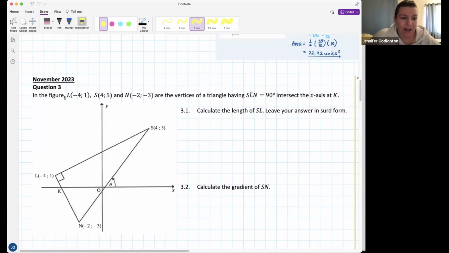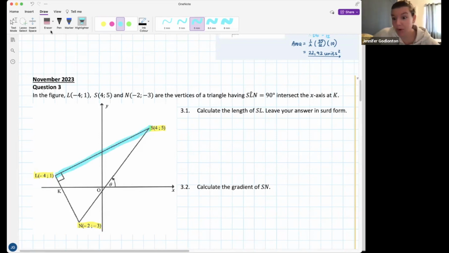In the figure, we've got L, which is (-4; 1). So we know we've got this vertex over here. We've got S, which is (4; 5). And then we've got N, which is (-2; -3). They are all vertices of this triangle. And they're also telling us that angle SLN is 90 degrees. Okay, so that's helpful for us. The first thing we have to do is calculate the length of SL. So that is this length over here.